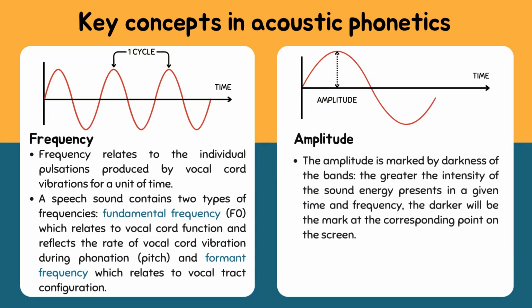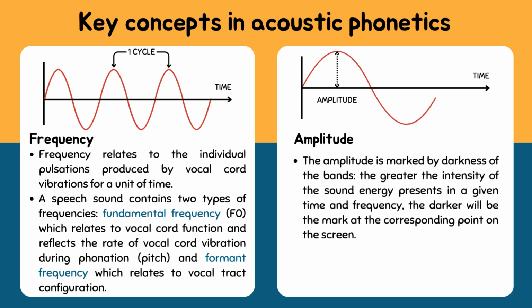Now, to be able to know the shape or the form of the sound you hear, you need to understand the key concepts in acoustic phonetics. There are 4 acoustic properties of speech sounds, which include frequency, time, amplitude, and formant. Now, the first one here, you see the frequency. As you see here, there is one cycle or one wave here.